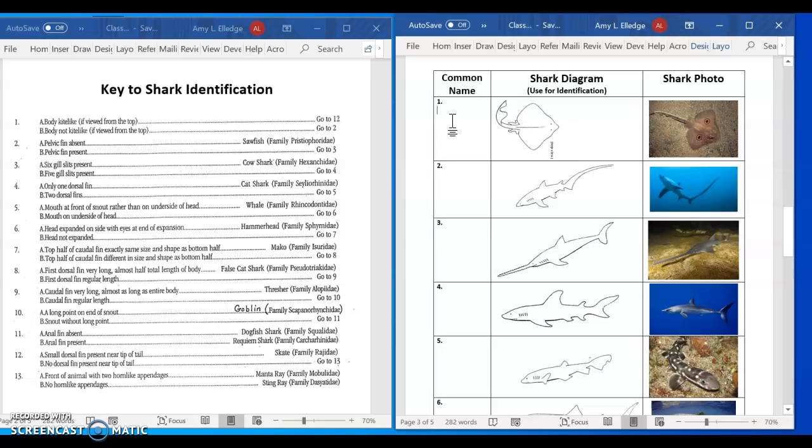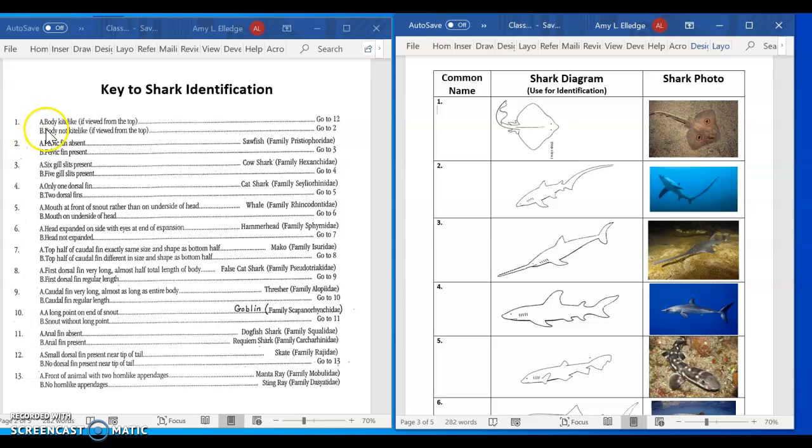So I'm going to do the first two with you, and then you guys are going to be doing the rest. So you always start at number one and work your way down until you get to a name. And so I'm going to demonstrate. With this first guy right here, I'm looking at this little guy. This is the real picture, and this is the drawing. Use the drawing for identification because it's clear as to what's on there.